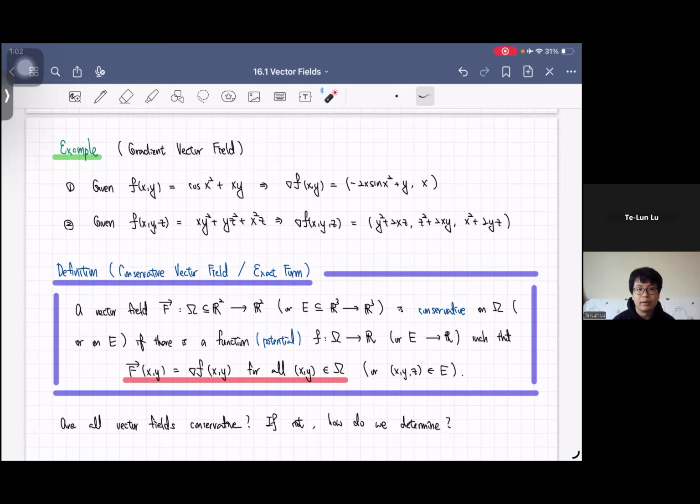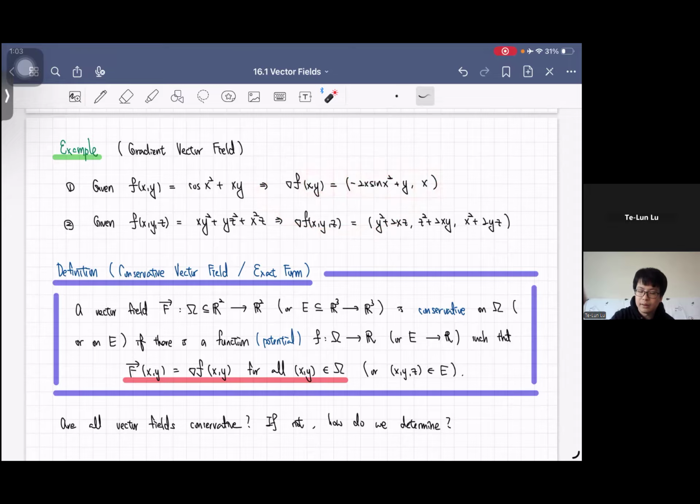Now let's do some mathematical examples. So in this case, we're introducing a very important kind of example, which is the gradient vector field. So a gradient vector field is basically a vector field generated by the gradient of a function. For example, given a two-variable function, cosine of x squared plus xy, you can take the gradient field, meaning that the first entry will be the partial differentiation of this guy with respect to x, and the second entry is this guy's differentiation with respect to y. So this is a vector field, right? You see that we assign a point to a vector.